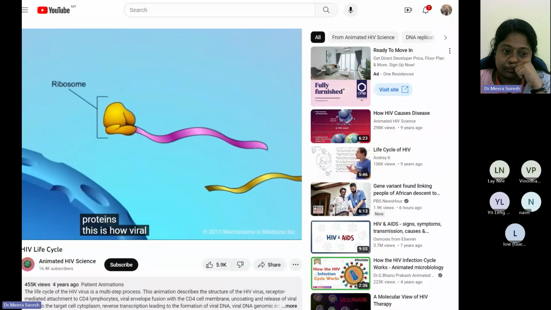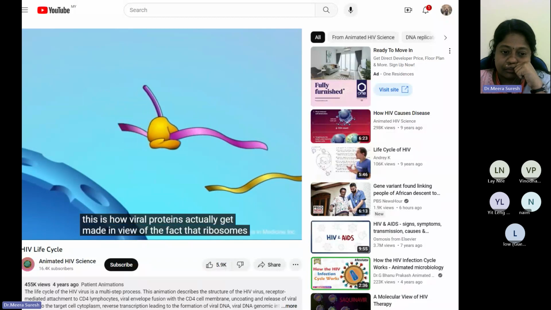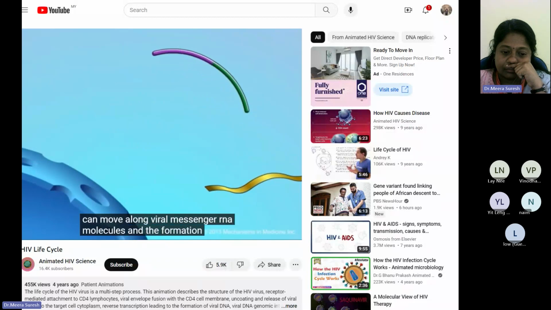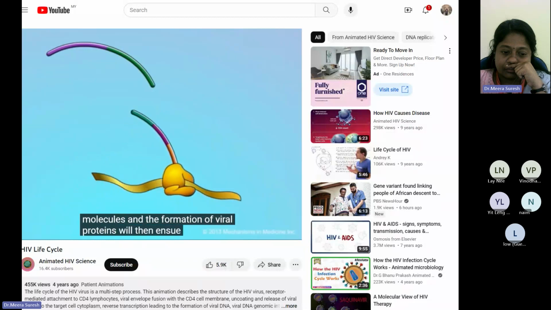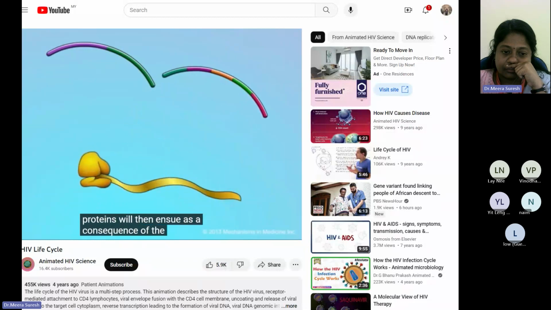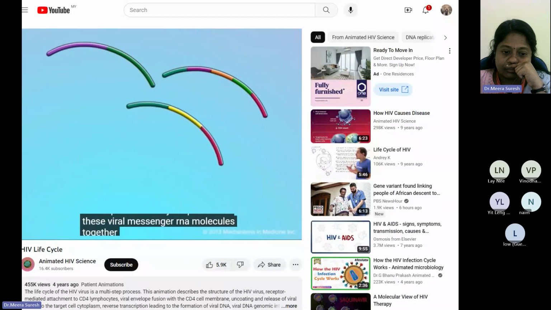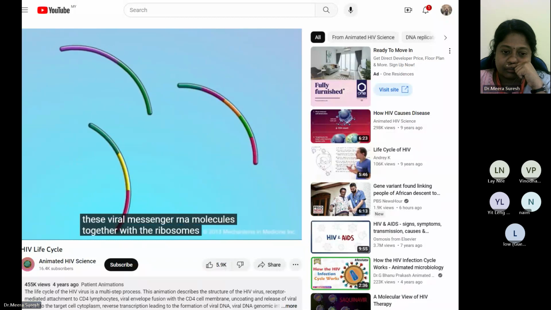This is how viral proteins actually get made, in view of the fact that ribosomes can move along viral messenger RNA molecules, and the formation of viral proteins will then ensue as a consequence of the juxtaposition of these viral messenger RNA molecules together with the ribosomes.